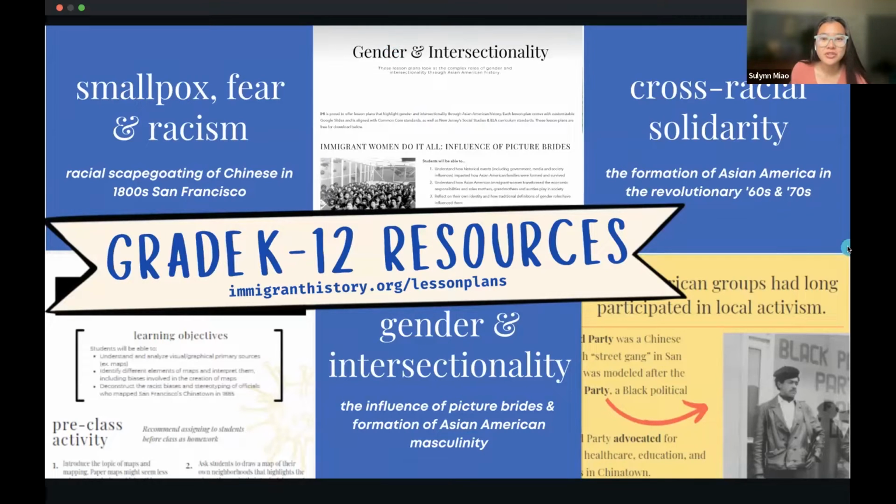So to get started, I'm going to share a few facts with you about immigration history. These facts might be known to you or not, surprising, activating. I'd love to hear your thoughts and reflections in the chat.